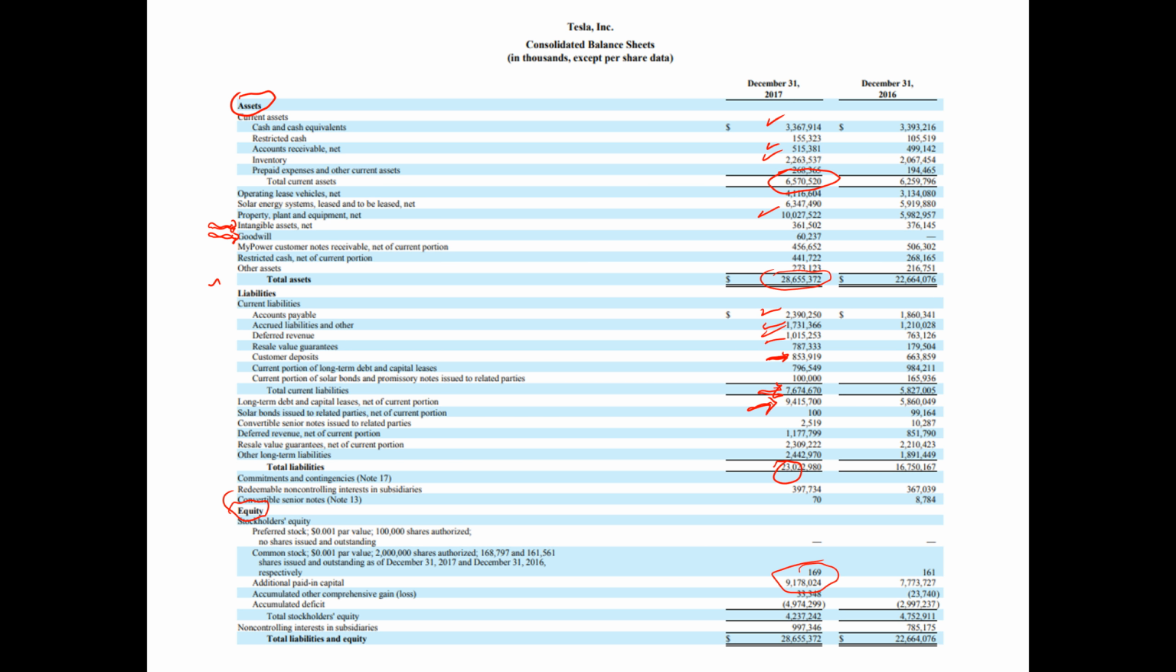Then the business operates and they either make money or lose money. If they make money, it becomes retained earnings. If they lose money, then the retained earnings balance would be negative. In this balance sheet, Tesla chooses to call that accumulated deficit. So they have 5 billion of losses that have accumulated over time. Compare that with about 3 billion last year.